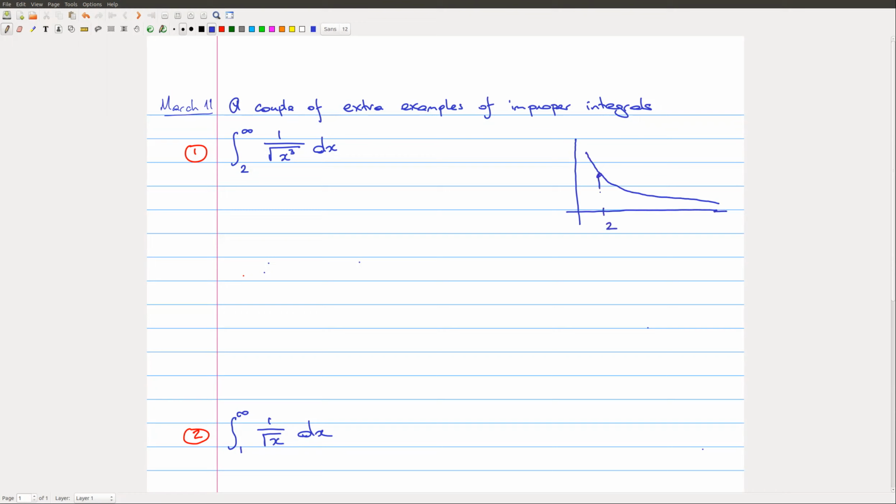2 is somewhere here, and we're talking about this area to the right of 2. And certainly, although its width is infinite, its height is shrinking towards 0 as x increases. So potentially, its area could be some finite value. And we know that the square root of x cubed, which is x to the power 3 over 2, is greater than x and less than x squared. We also know that the corresponding improper integral for 1 over x is divergent.